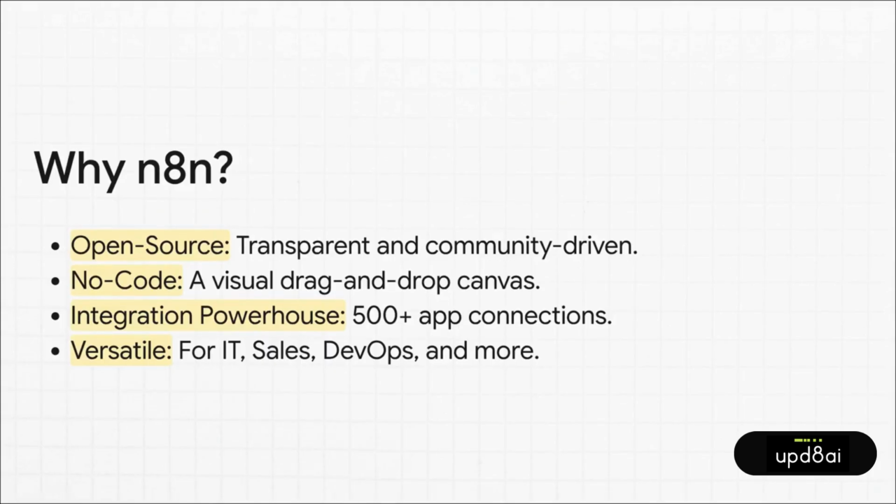So why n8n? What's the big deal? Well, for starters, it's open source, which is awesome because it's totally transparent. It's also got this visual drag-and-drop canvas, so you don't need to be a coding genius to use it. But the real powerhouse feature? The integrations. We're talking over 500 connections to pretty much everything you can think of. Google, OpenAI, Telegram, you name it.